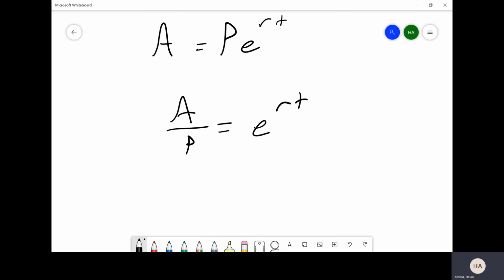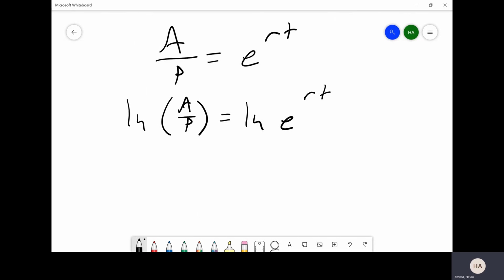Now, this might seem like an odd concept, taking the natural log. Essentially, natural log is a function. But whatever you do to one side, as long as you do it to the other side of an equation, it's still balanced. It's still equal. So I'm going to take the natural log of e to the RT on the right-hand side, and whatever I do to the right, I'm also going to do to the left. So I have the natural log of A over P.